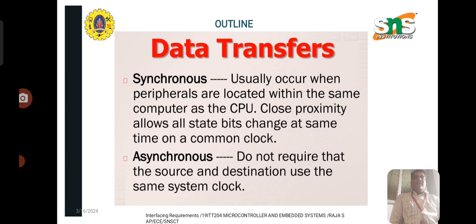In synchronous mode, it usually occurs when peripherals are located within the same computer as the CPU. A close proximity allows all state bits to change at the same time on a common clock. So in synchronous mode, both the input and output transmit the data synchronously. For asynchronous mode, they don't require that source and destination use the same system clocks. Depending upon their freeness and availability, they have the capability to transfer their information.